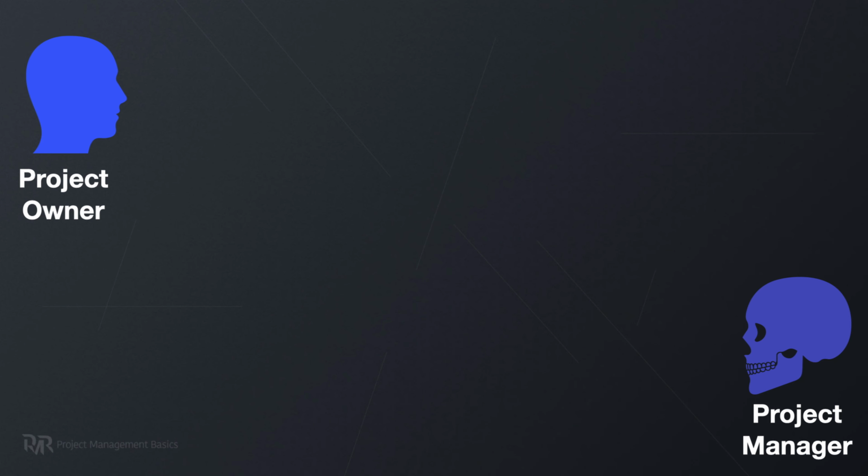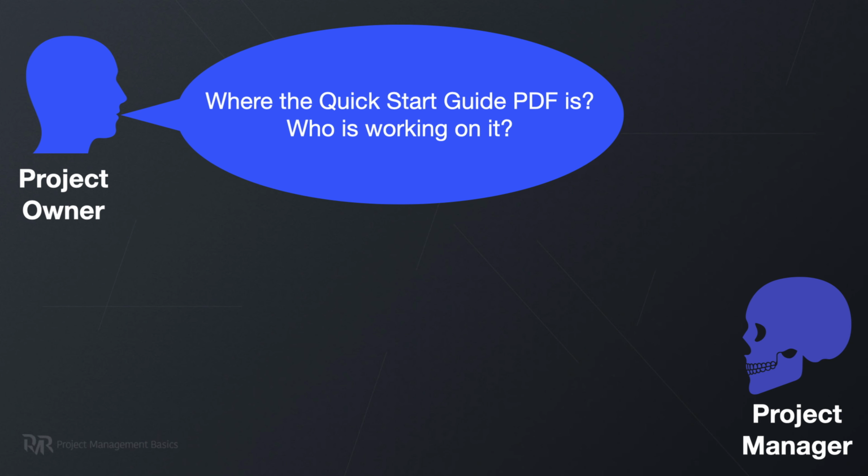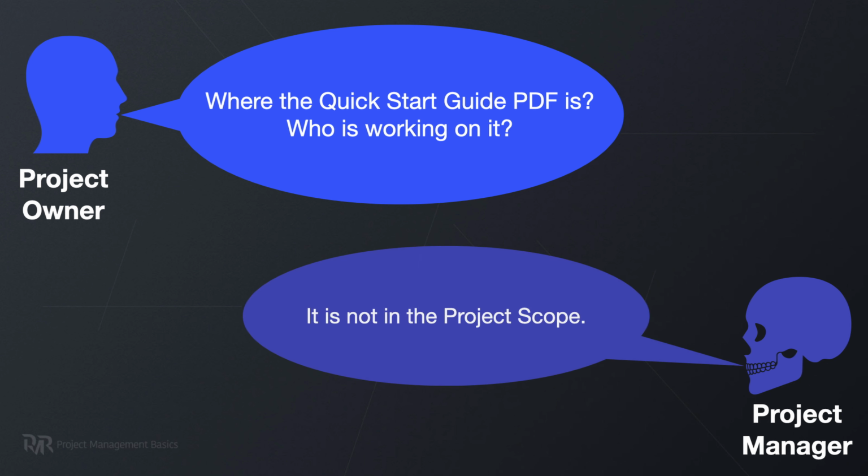Now, if the project owners come to you and ask where the quick start guide PDF is and who is working on it, you can point to the scope statement and say that it's not in the project scope. But again, it's not a super detailed document. The scope statement describes only the main deliverables of the project.